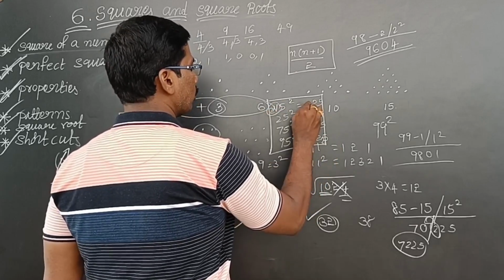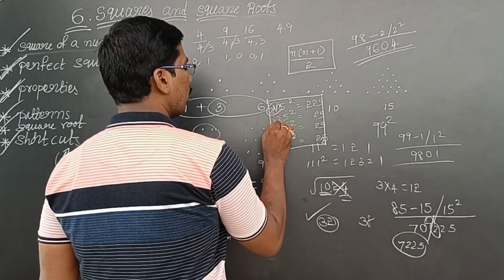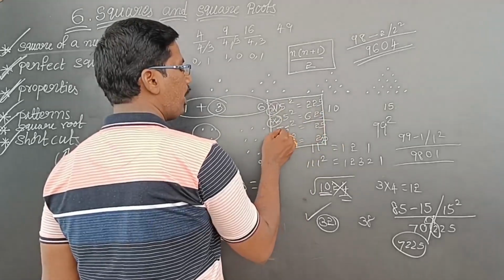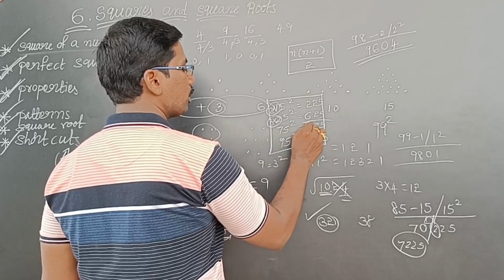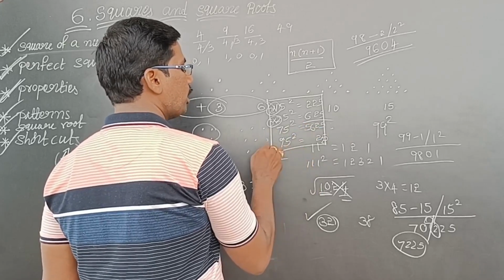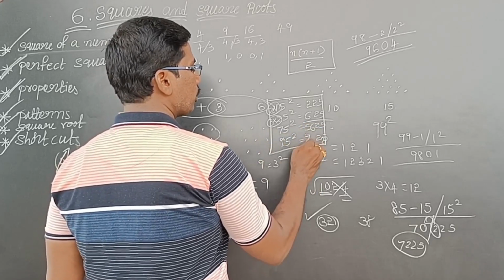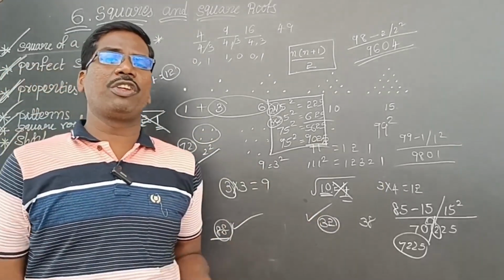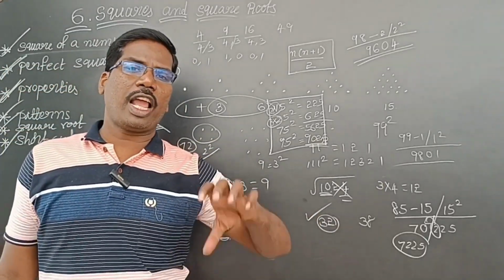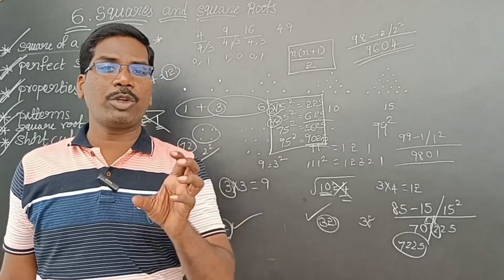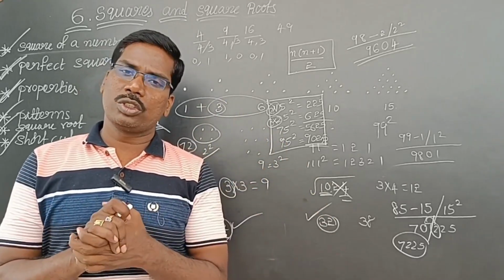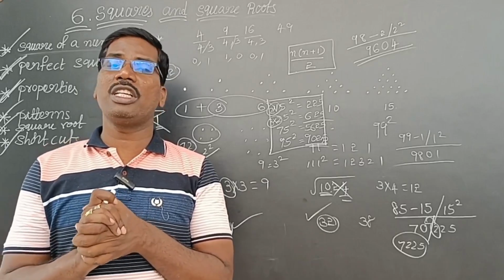2. So 1 2s are 2, so 15 squared is 225. 2's next number is 3, 3 2s are 6, so 25 squared is 625. 7's next number is 8, 7 8s are 56, so 5625 is the answer. 9's next number is 10, 10 9s are 90, so 9025 is the answer. So for any number having 5 in the units place, you write 5 squared, 25, as it is, and multiply the number by its next number and write that before 25. Then you will get the square of that number easily.